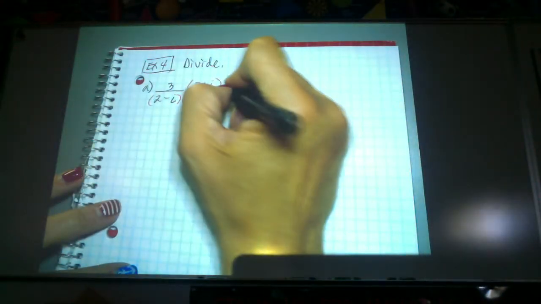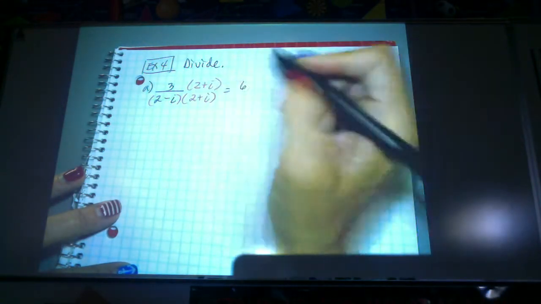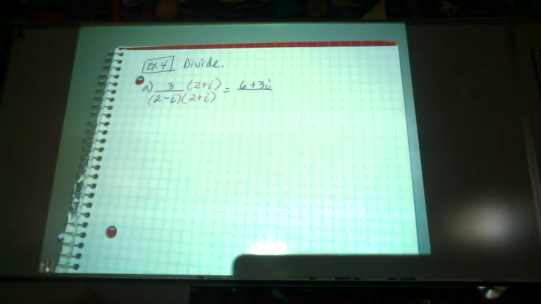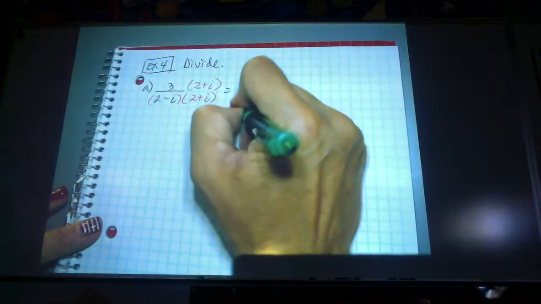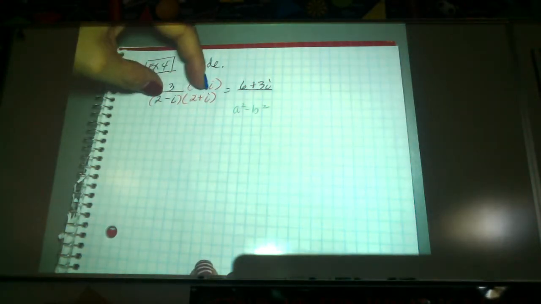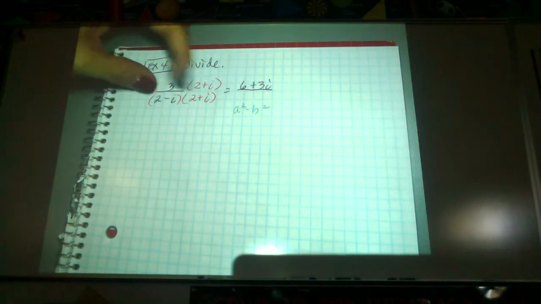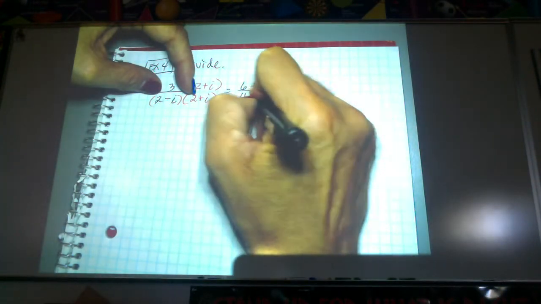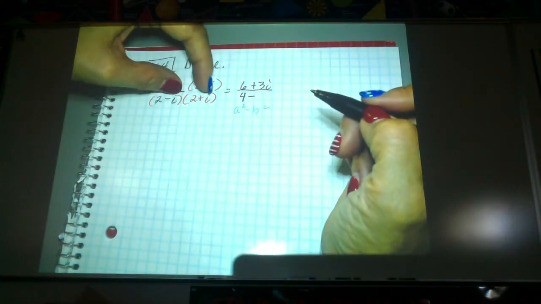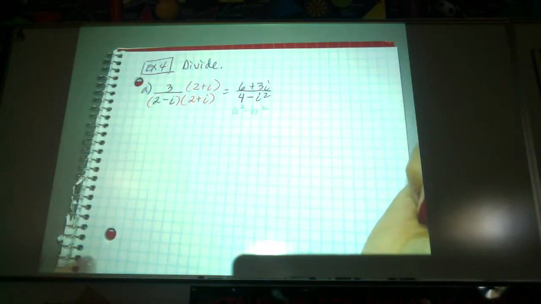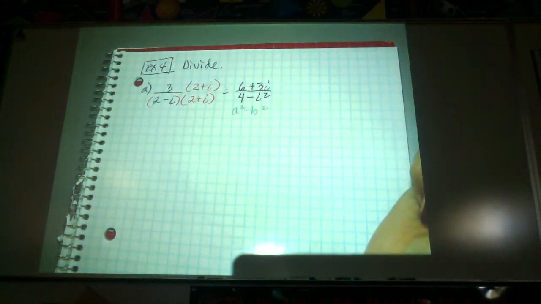So distribute. 3 times 2 is 6. 3 times i is positive 3i over, and I encourage you, we are in pre-calc, to be using a squared minus b squared as you're multiplying. You could FOIL, your inner and outer terms are going to cancel just like we did previously, but use your shortcut. A squared means you're going to take 2 times 2, which is 4, minus, then take the last two terms, i times i is i squared. So skip the foiling and go to a squared minus b squared.